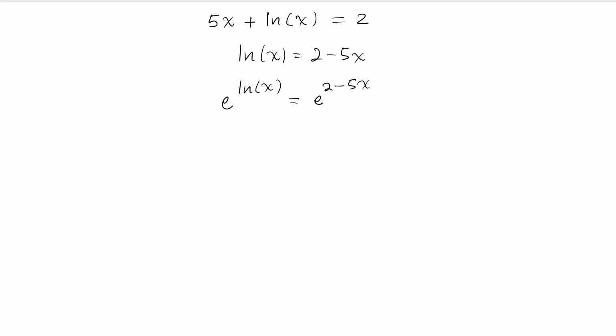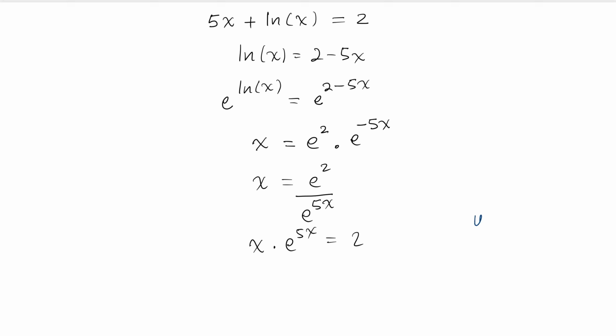Now e and ln are inverse functions, so they essentially cancel each other out. I'm left with x equal e to the power 2, and I'm going to separate it in one step, so then e to the power minus 5x. Now I'm going to just rearrange slightly. So x is equal to e to the power 2 divided by e to the power 5x. Then I can cross multiply. So x multiplied by e to the power 5x equals e squared. And now, just like the first question, substitute.